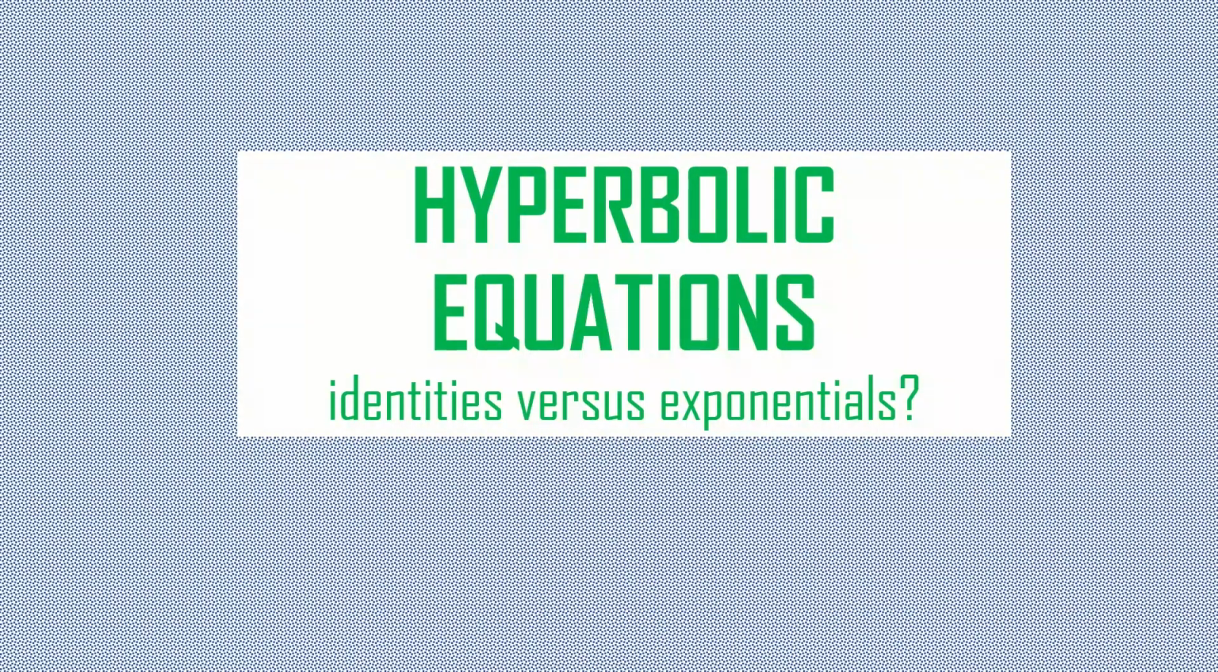Coming into this video, I'm assuming that people already know what sinh and cosh are, as well as identities involving these hyperbolic functions, as well as how to solve basic equations like sinh of x equals a constant or cosh of x equals a constant using the inverse hyperbolic functions. So let's get started. The first thing we'll focus on is knowing when we should or shouldn't be using identities to help us solve a hyperbolic equation.